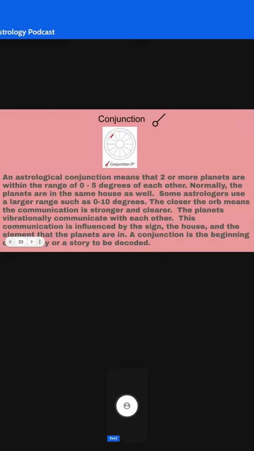Let's begin with the conjunction. An astrological conjunction means that two or more planets are within the range of 0 to 5 degrees of each other. Normally, the planets are in the same house as well. Some astrologers use a larger range, such as 0 to 10 degrees. The closer the orb means the communication is stronger and clearer.